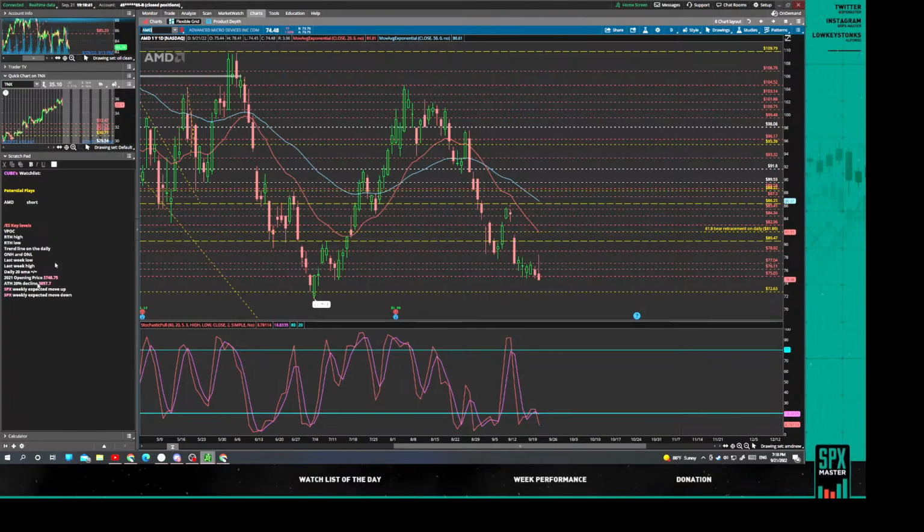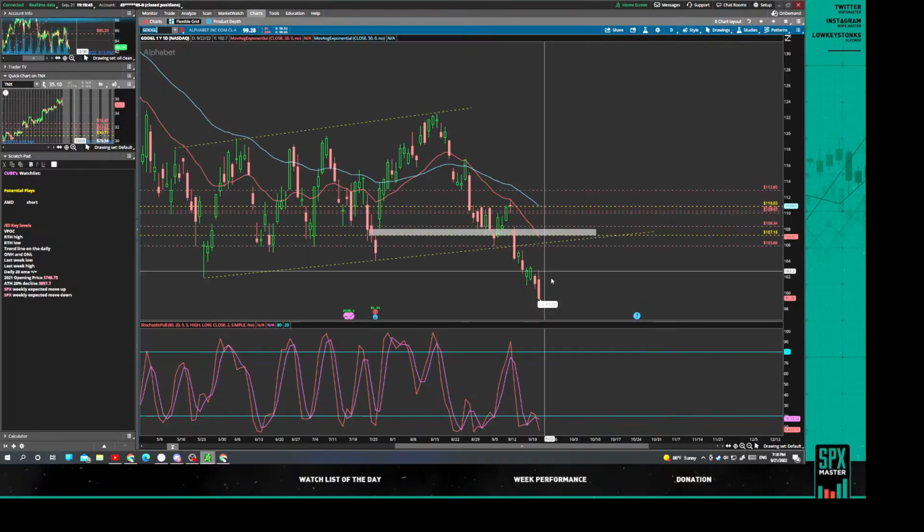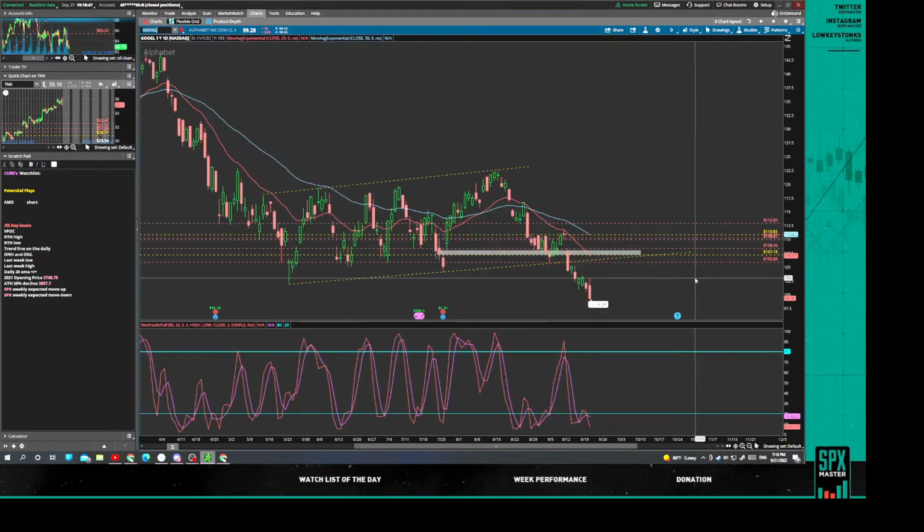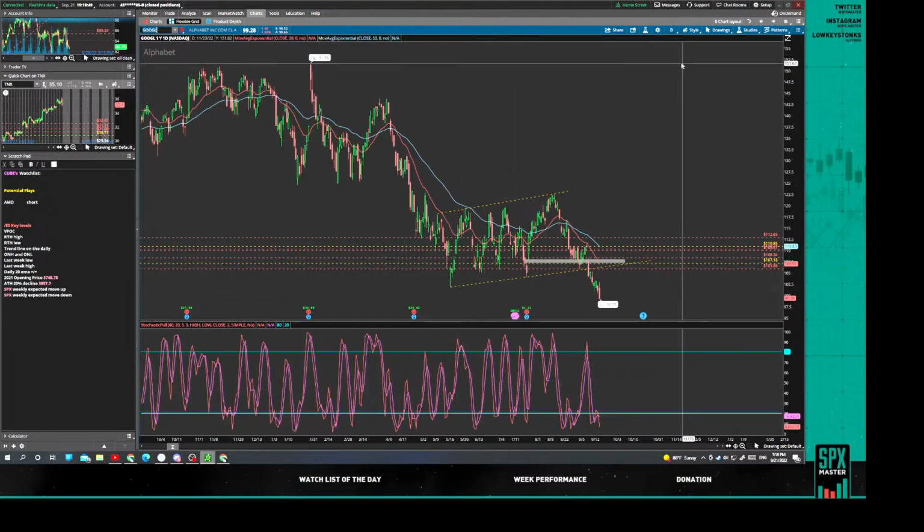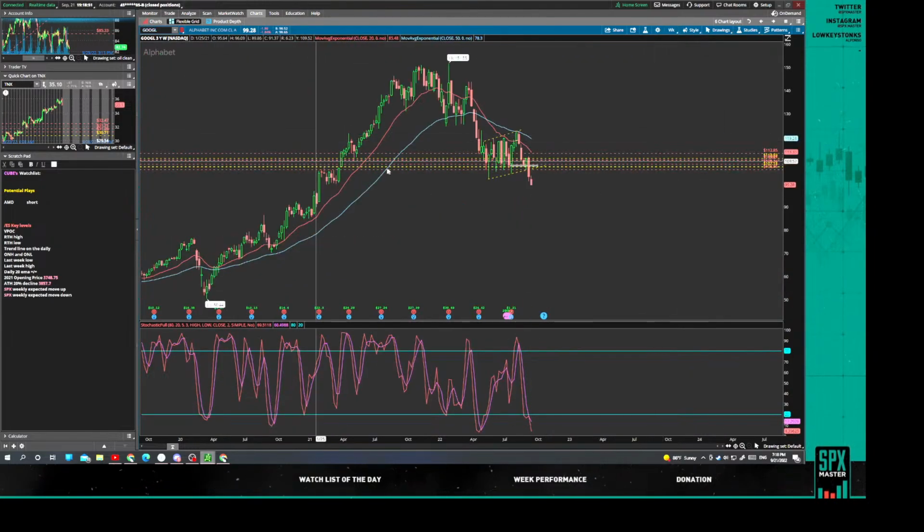pretty high up still. Google, Google below 100, a new 52-week low. This one, like I said, you have to go down to a weekly to look at the next levels where Google can get bought up, which will be this. Ooh, it did not hold that level.